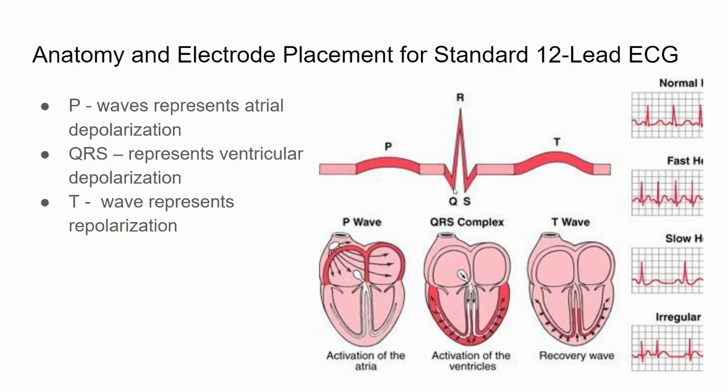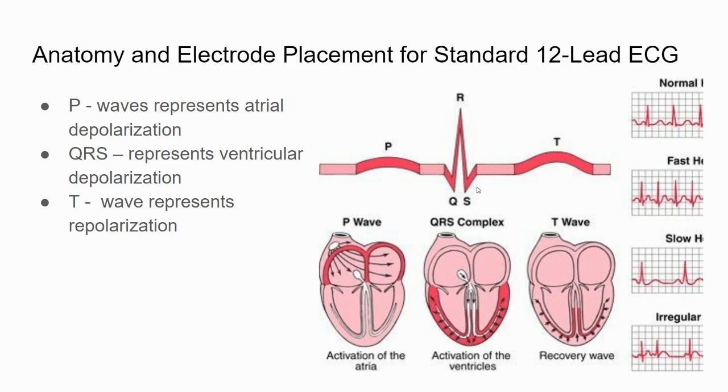Now the QRS complex is the large deflection that follows the P wave and represents the electrical activity of the ventricles. Specifically, it represents the depolarization of the ventricles, which is the electrical stimulation that causes the heart muscles in the ventricles to contract and then push blood out of the heart. The normal duration of the QRS complex is typically less than 0.12 seconds, and the normal amplitude is less than 25 millimeters in any lead. Abnormal QRS complexes can indicate conditions such as ventricular hypertrophy or conduction abnormalities.